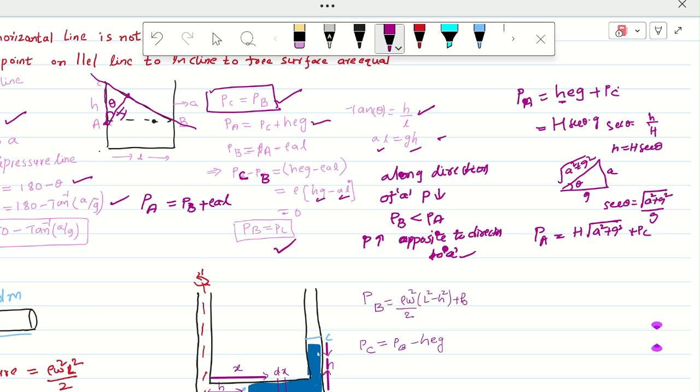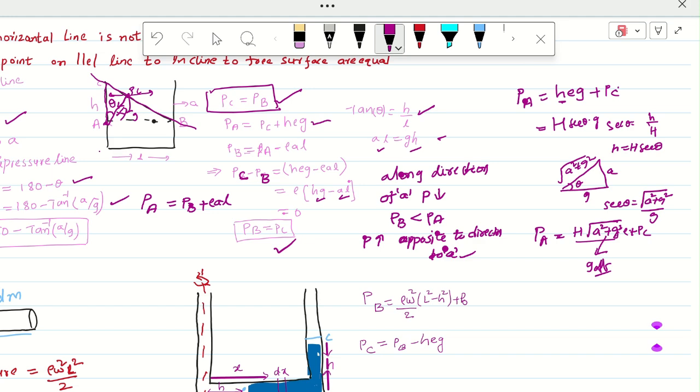So PC and here also PC only will come, because the equipressure line, that is PC only, will get cancelled. PA is equal to H into rho into root over A square plus G square. This root over A square plus G square is also taken as G effect. So at this point, G effect. This is acceleration and this is G. So in the direction, root over G square plus A square. So that is G effect. Otherwise, secant theta, cos theta components you can resolve and you can find out.